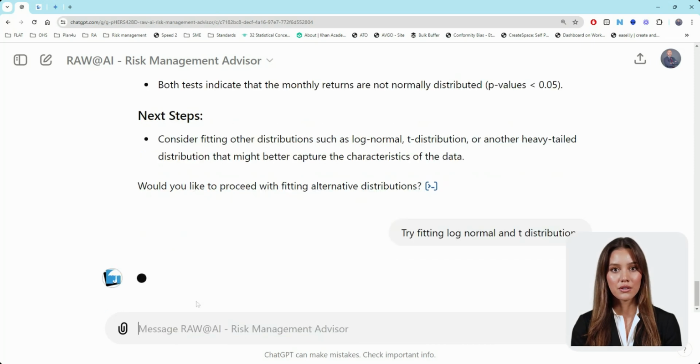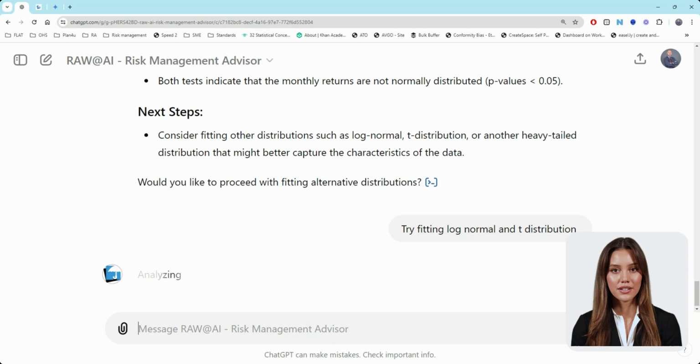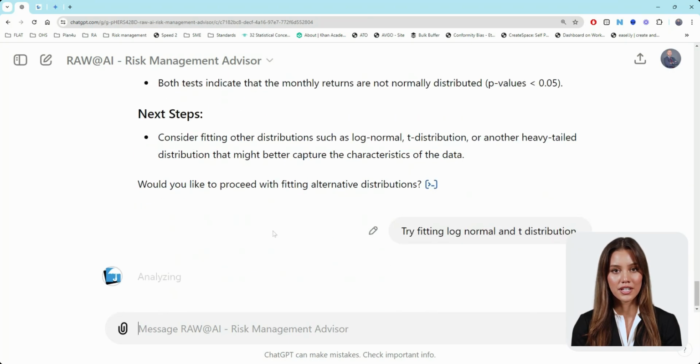Now let's try fitting the log normal and t-distribution. This is just the little pre-work we're doing, and we'll use it later. In the meantime, I'll show you if I can interact with any of the graphs.